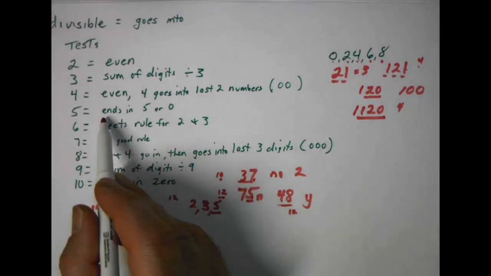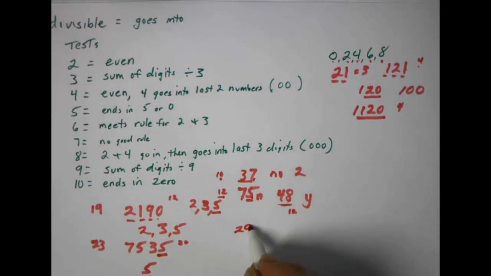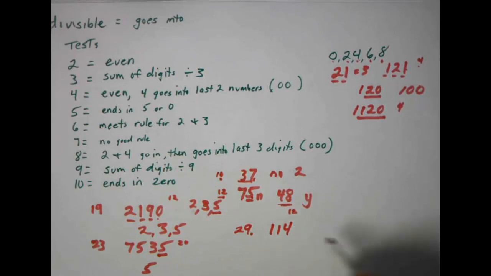And our last check then, does it end in 5 or a 0? Well, it ends in 5, so the only one of those three numbers that goes into 7,535 is just 5. So we're moving down the page in Objective 2. We're going to add 6 and 9 for our divisibility tests. So problem number 29 has 114. So we're going to check 6 and 9.